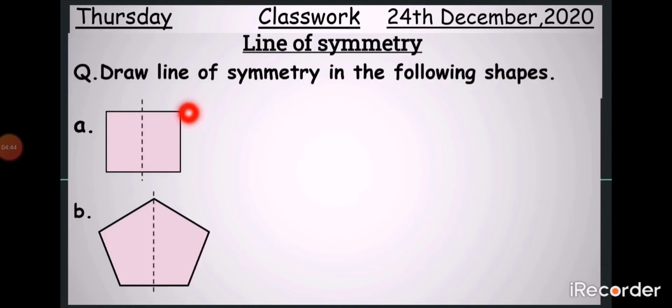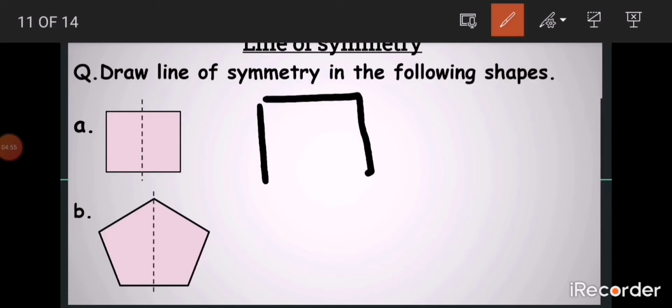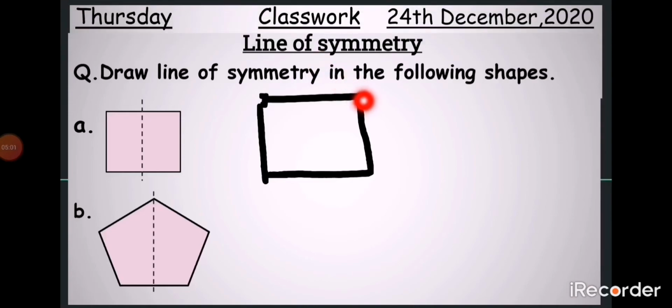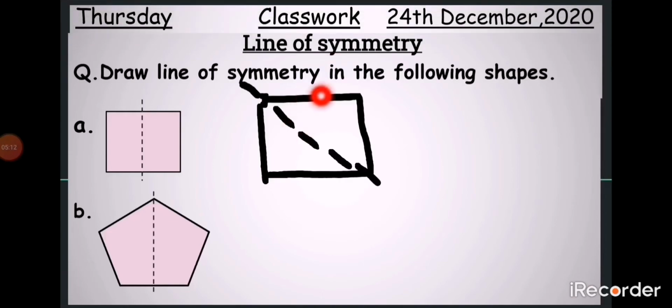Now think, if you fold this square from this corner to this corner, can we get the line of symmetry? For this, let me draw one more square here. Now, if I fold this from this corner to this, can I get the line of symmetry? Let me check. Now look, is this line cutting this shape into 2 equal halves? Yes. So in a square, also a line of symmetry from 2 corners.